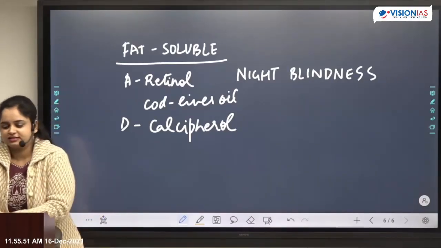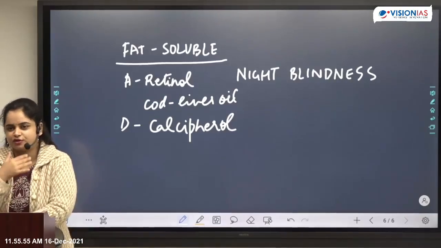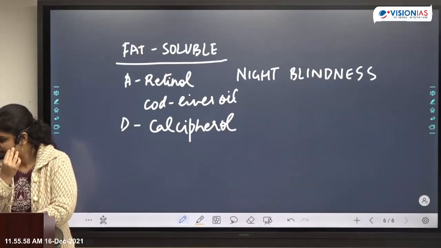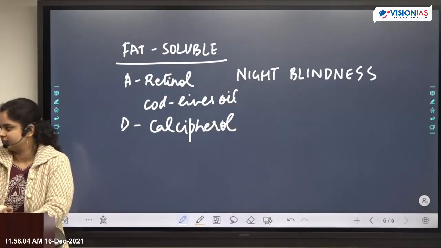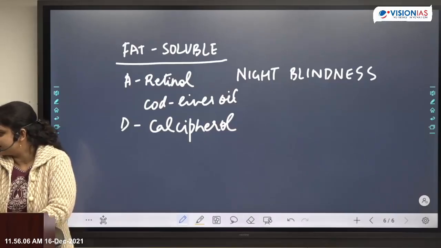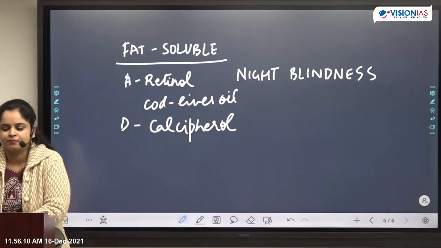Write down the sources, then we'll see what it does. The source is exposure of the skin to sunlight. Exposure of the skin to sunlight leads to production of vitamin D.